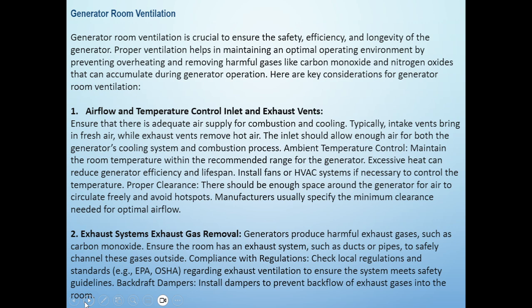Number 2. Exhaust system, exhaust gas removal. Generators produce harmful exhaust gases such as carbon monoxide. Ensure the room has an exhaust system such as ducts or pipes to safely channel these gases outside. Compliance with regulations. Check local regulations and standards regarding exhaust ventilation to ensure the system meets safety guidelines. Backdraft damper, install to prevent backflow of exhaust gas into the room.